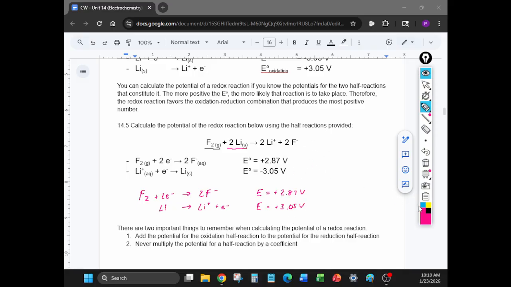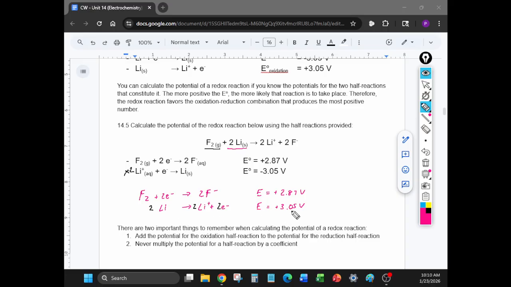However, we're not done yet, because if you notice, we need to cancel out 2 electrons right here. So we need to multiply this reaction by 2 to get 2 Li, 2 Li plus, and 2 electrons. And this is where electrical potentials are a little bit different from enthalpy. If you remember, in enthalpy, when you flip the reaction, you change the sign, from positive to negative and vice versa, which we did right here.